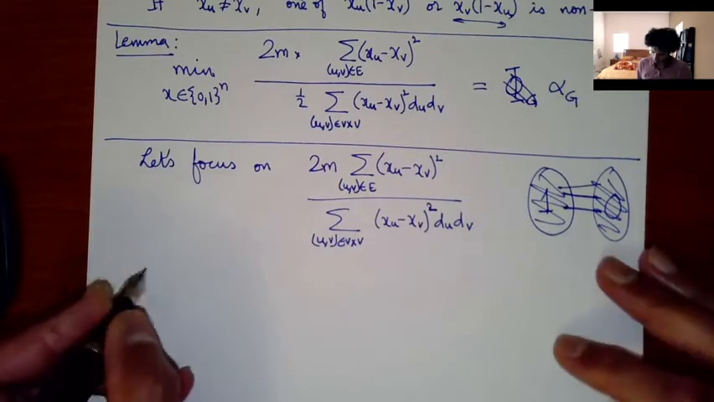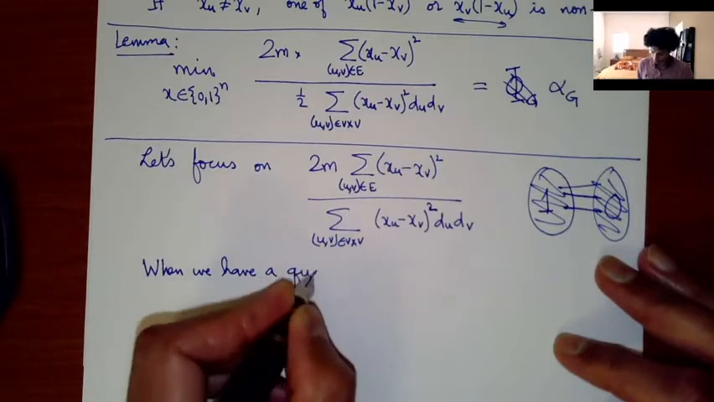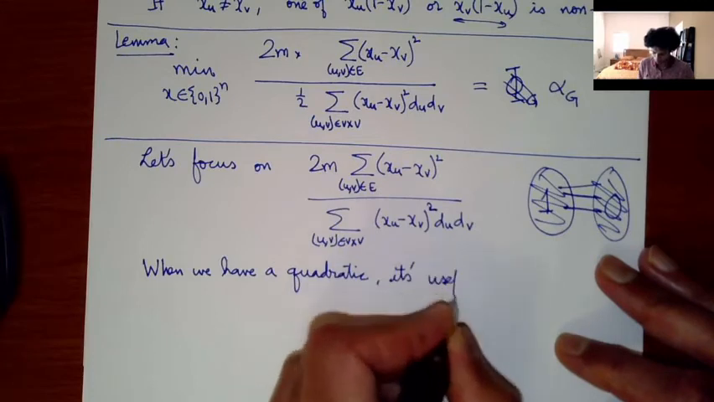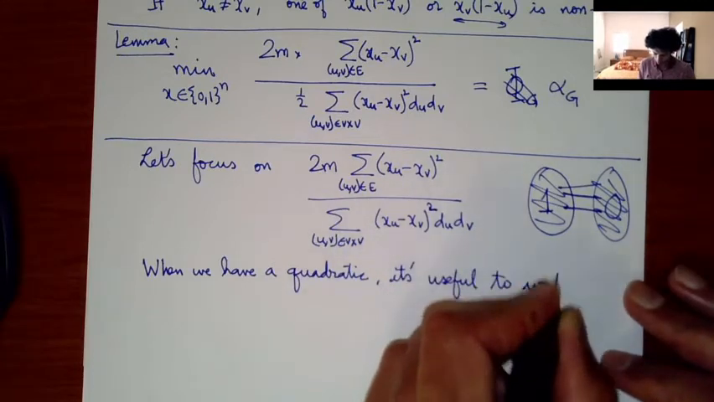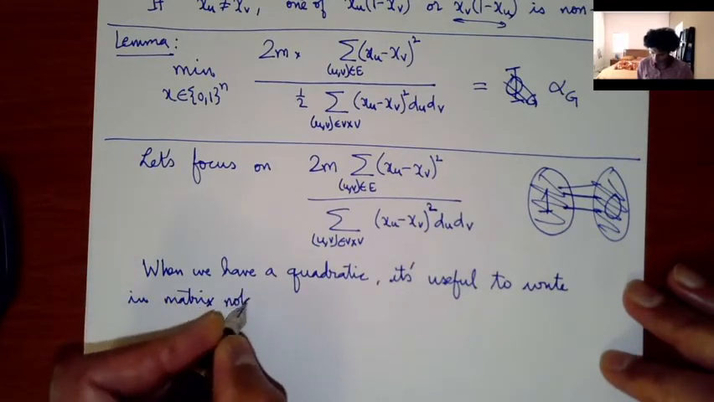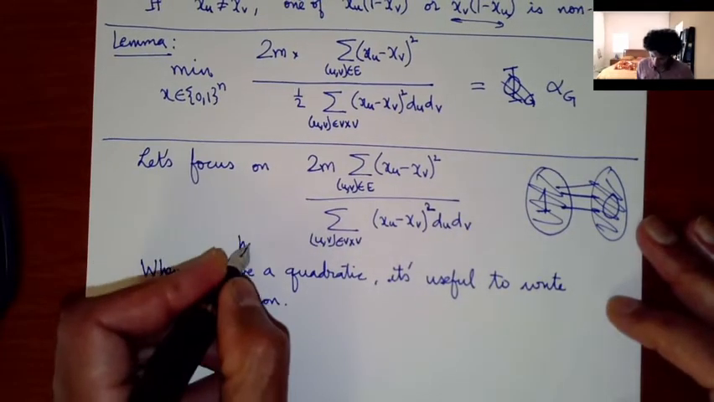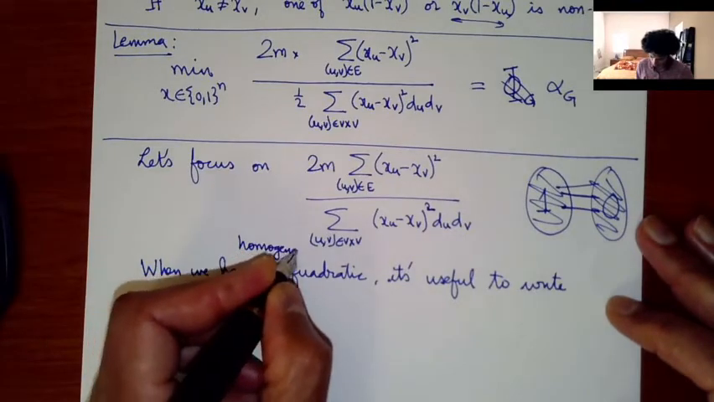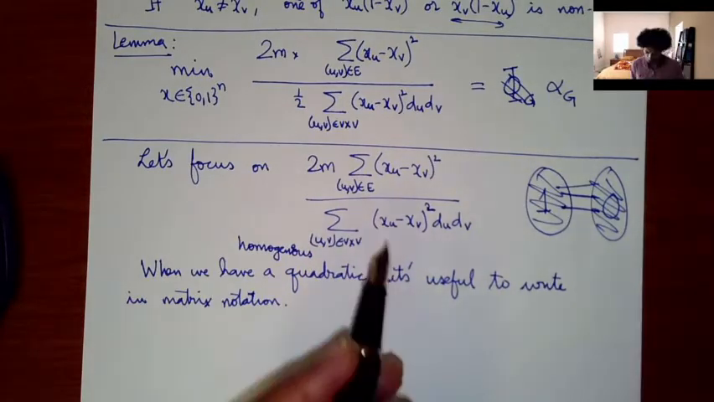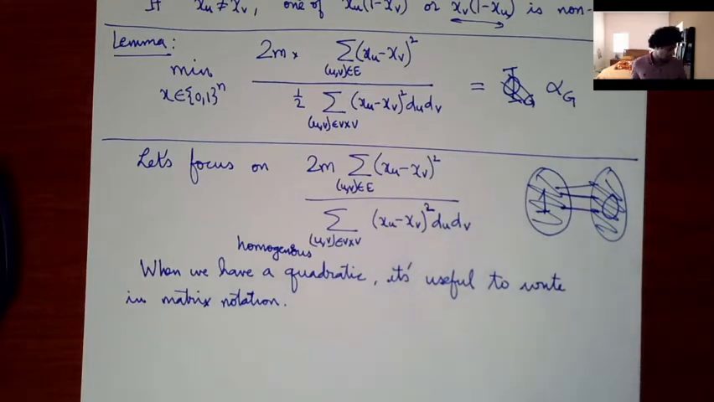Now, when we have a quadratic, it's useful to write it in matrix notation. And what do I mean by that? Especially if you have a homogeneous quadratic. So these are all homogeneous, right? Because the degrees of all terms are 2 with respect to x, thinking of x as the variables. So it's useful to write this in matrix notation.